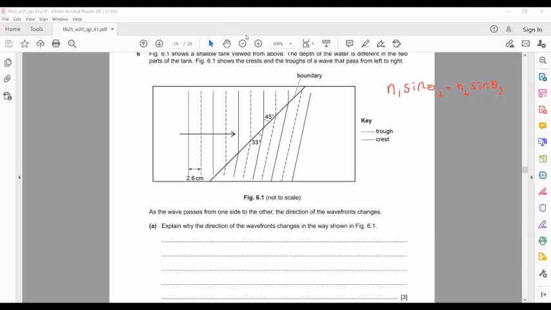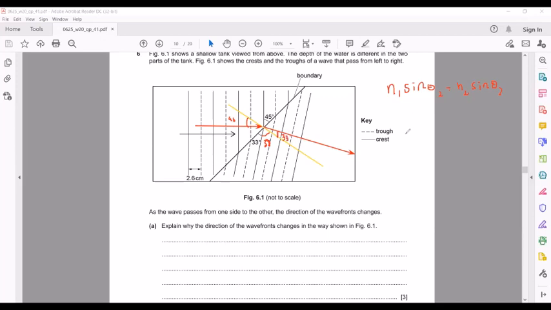So first, what I will do, I will draw a normal here. I drew the direction for the incident ray, and I got the angle of incidence to be 45. Then I will draw the refracted ray. The refracted ray should be 90 degrees to the wavefront. So when I draw a refracted ray, if this total angle is 57, this angle should be 33. Is it clear?